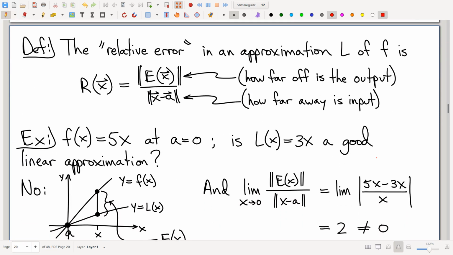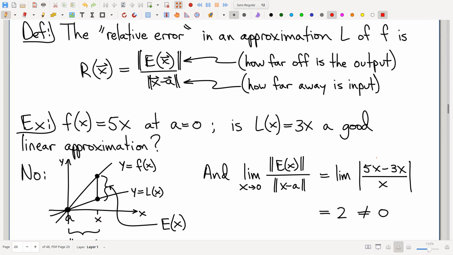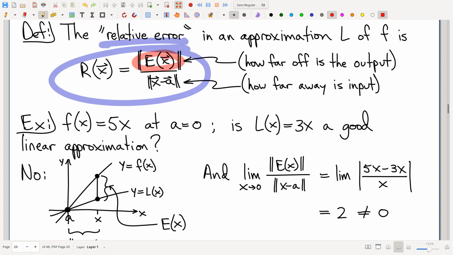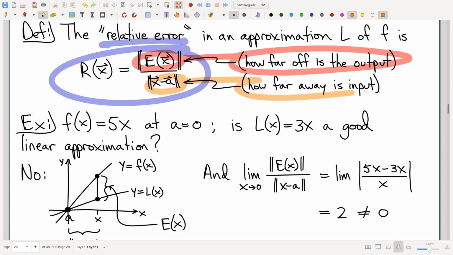Okay, so here's the fix. We're going to look at something different, something not the same as error, something called relative error. Relative error is error, namely how far off are your output values, just like we saw on the previous page, divided by how far away are your input values. Keep in mind, we're doing our linear approximation at the point A. We're evaluating our linear approximation at the point X. And so we're this far away in the inputs, resulting in the values of the function being this far away in the outputs. Relative error would say, let's look at the proportion.